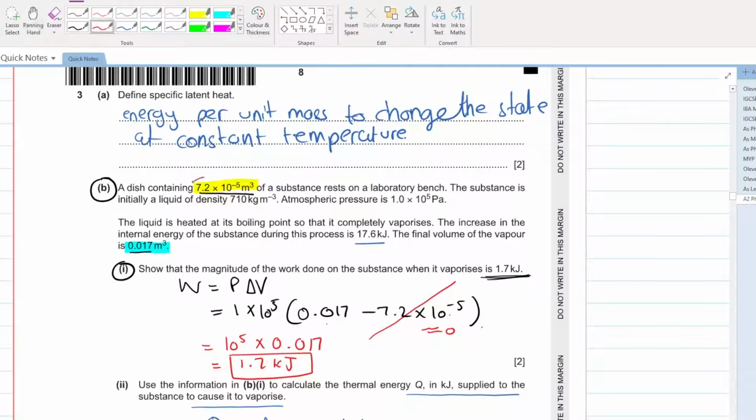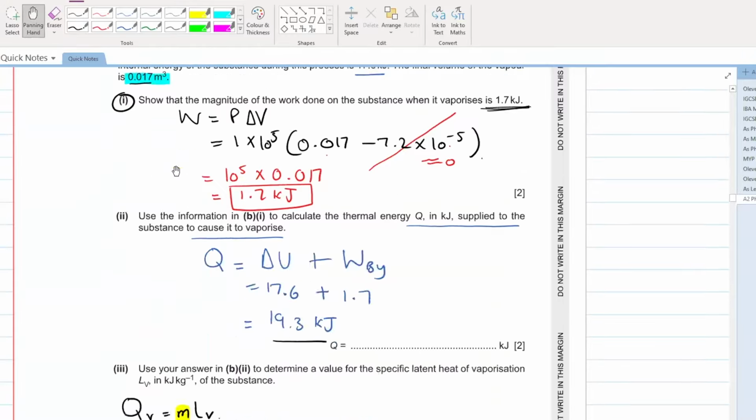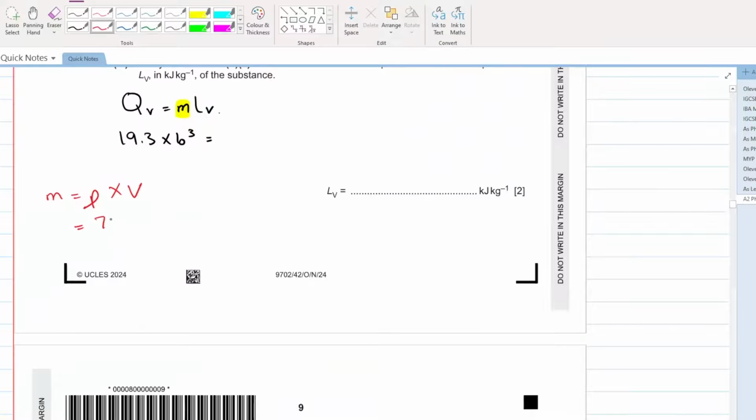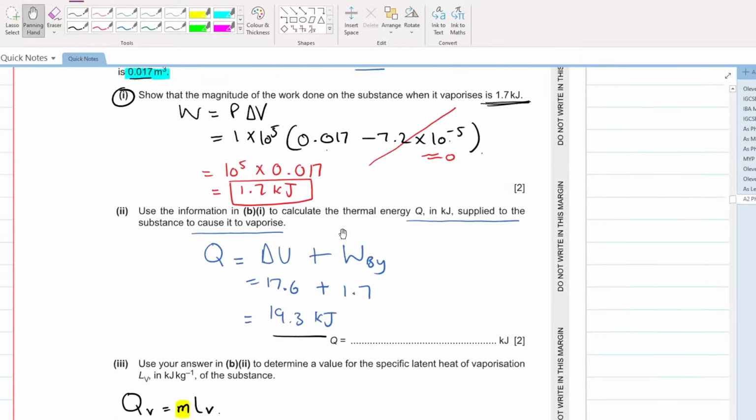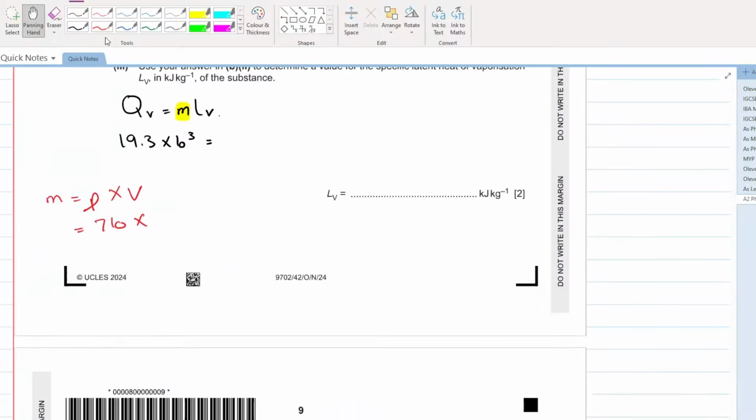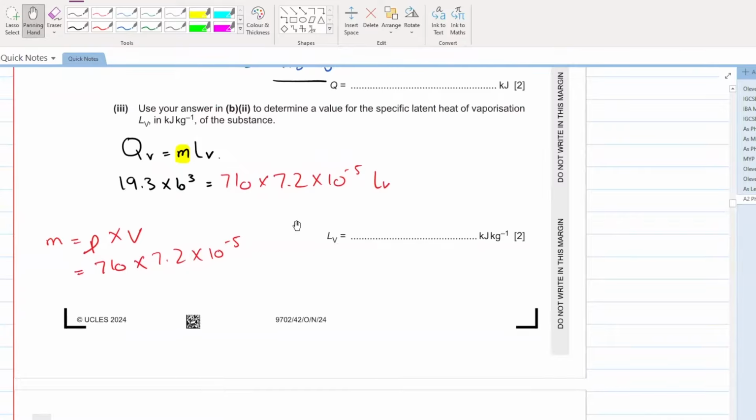Now you will ask, sir, why have you taken this volume? Because this is the volume before the liquid evaporates. So I will take this volume. Density is 710, into the volume, which is 7.2 into 10 raised to the power of minus 5. Let's substitute it here: 710 into 7.2 into 10 raised to the power of minus 5 into the specific latent heat of vaporization.